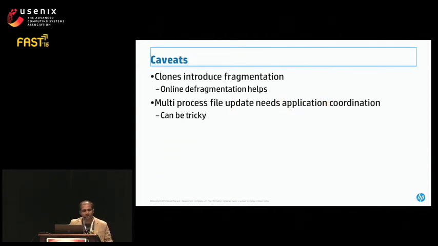These are the caveats of our implementation, because we use clones, which is a version of snapshotting. We induce fragmentation in the file system. Online defragmentation helps, and we do have that in the HP Advanced File System. Multi-process updates need to be carefully coordinated by the application.